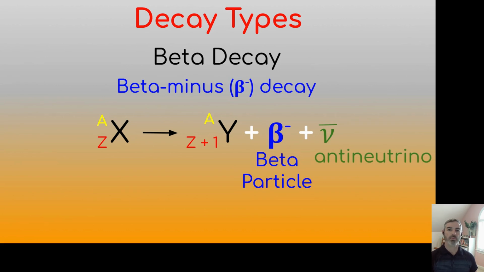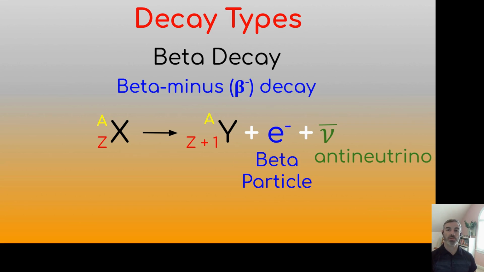An antineutrino is a very small subatomic particle. It's thousands of times smaller than an electron. Its mass is so small, it only interacts by the weak nuclear force and gravity, and it's very hard to detect. So we're going to know that the antineutrino is there, but we're not really going to talk much about the antineutrino. Now, the beta particle, as I said, is an electron.